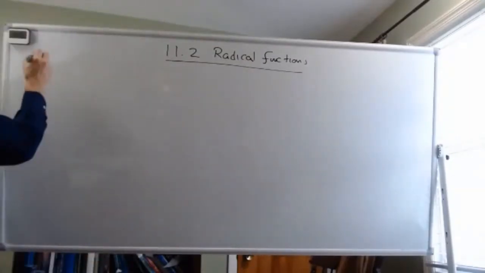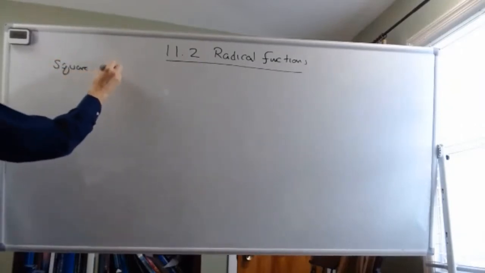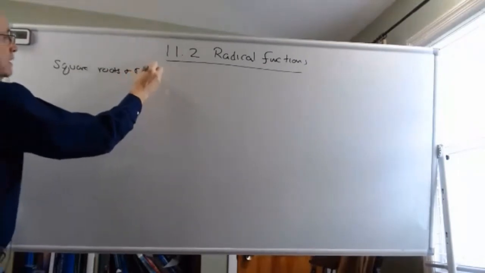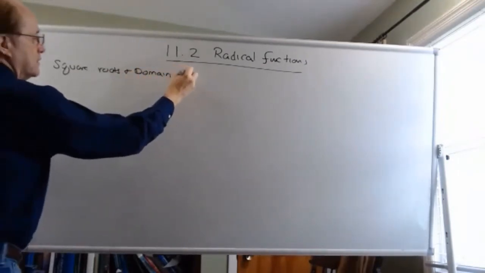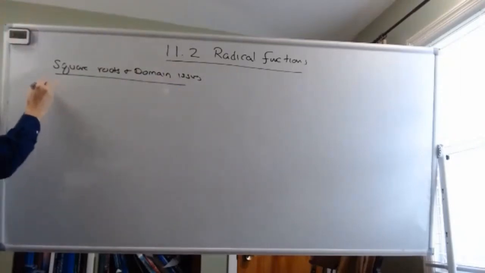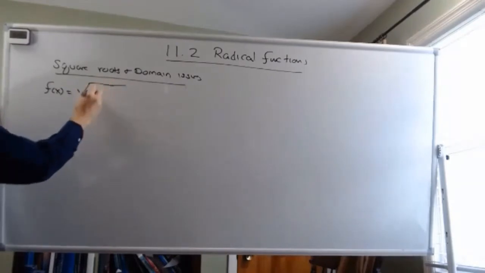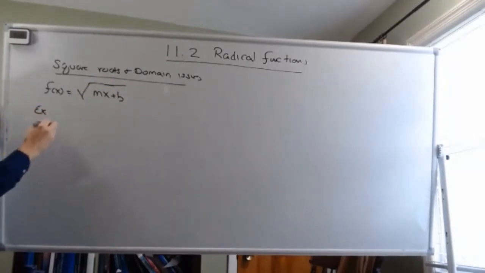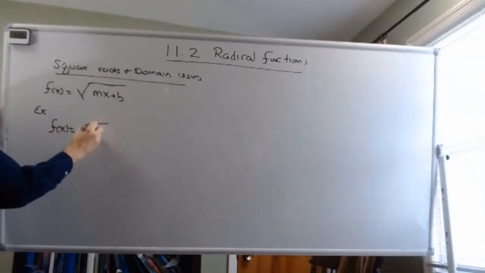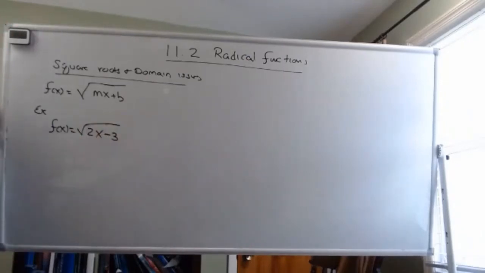So let's take a look at square roots and domain issues. Again, I'm going to look at, in general, something like this: the square root of some m times x plus b. So let's look at a specific example. F of x is equal to the square root of 2x minus 3. And I want to find the domain.